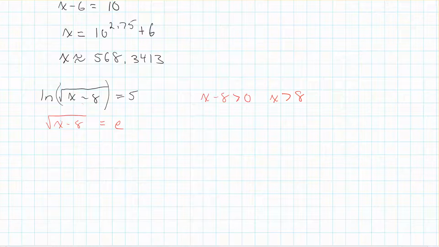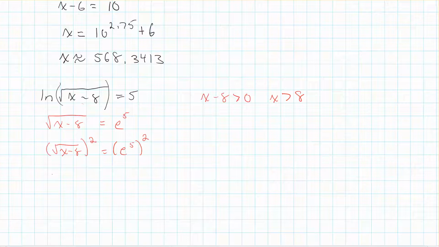So we have now converted it, and it would be e to the 5th power. So square root of x minus 8 equals e to the 5th power. Alright, well now though we need to square both sides to get rid of that square root. So if we square both sides, I have square root of x minus 8 squared is equal to e to the 5th squared.